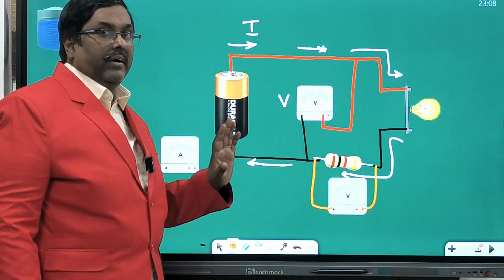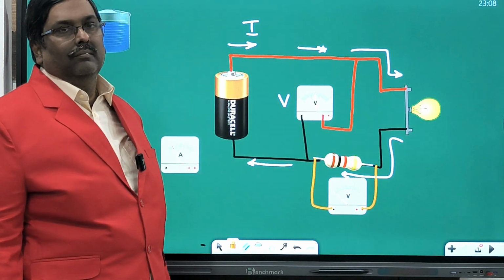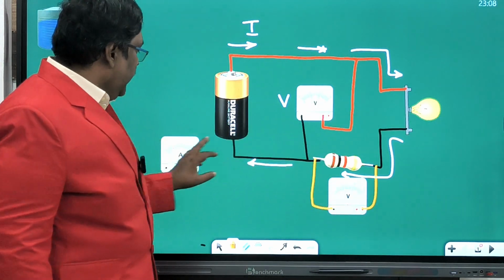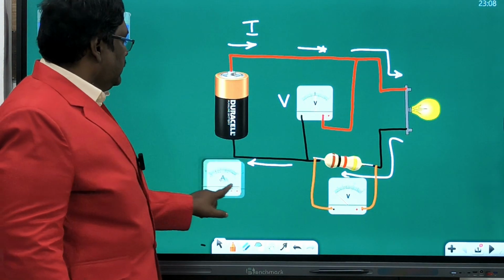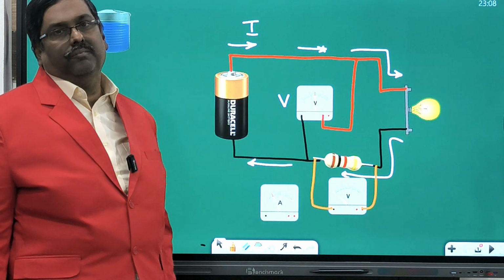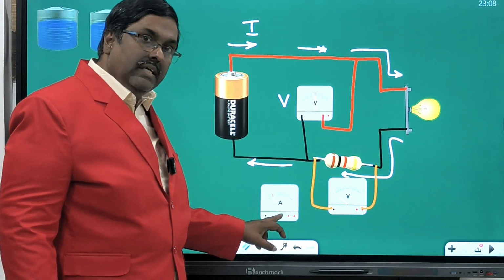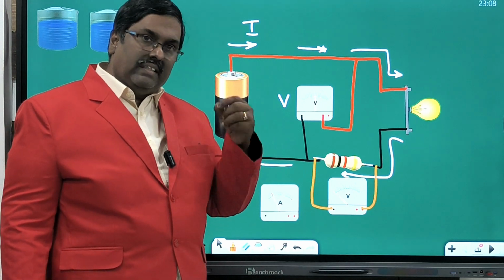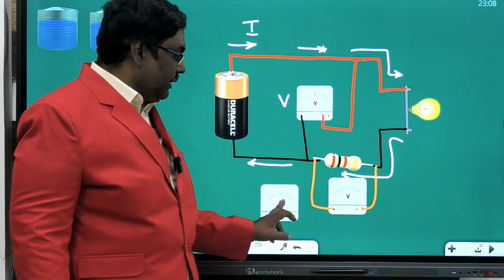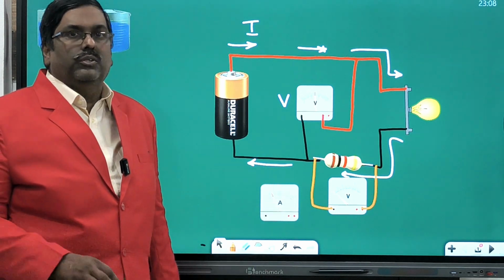Clearly understand, this is very important. This is the method by which we measure the current. These two parts combined together, this is an ammeter. This ammeter is a voltmeter which has a resistance inside. Now you have to understand. This ammeter is a voltmeter with resistance between these two terminals. That is why we should not misuse it.